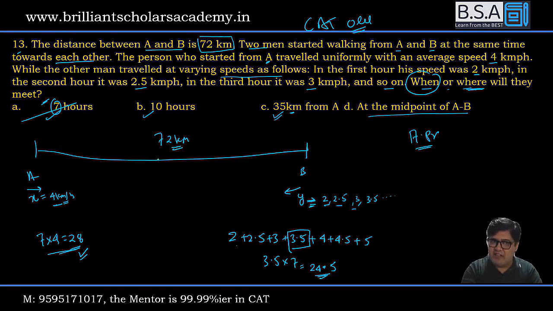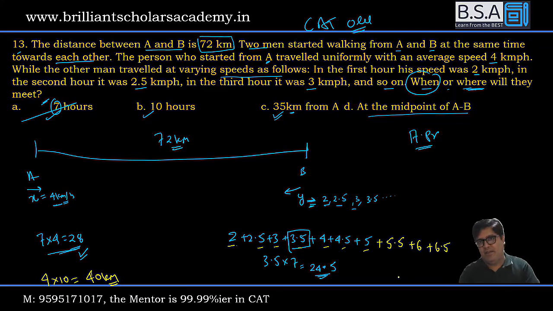What if 10 hours? Let me calculate this for you. With the speed of 4, in 10 hours how much has he traveled? 40 kilometers he has traveled. These are 7 numbers right now, 7 hours. I need 10, so I need 3 more numbers: 5.5, 6 and 6.5.